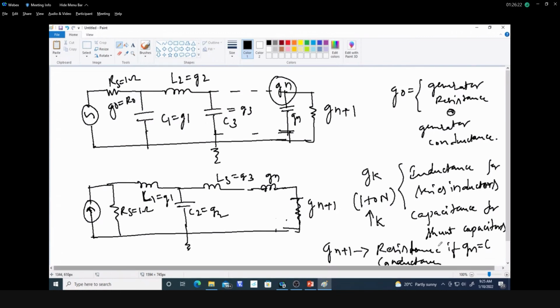The load resistance is a conductance if my Gn is an inductor. So this is how the configuration happens, and based on the values of the filter coefficients, that is, based on the value of n, we write the configuration of the filter. Now you can see the duality nature of this. We have the voltage source and the current source, so this possesses the duality nature, but both will give the same filter response. The filter response from both circuits will be the same.